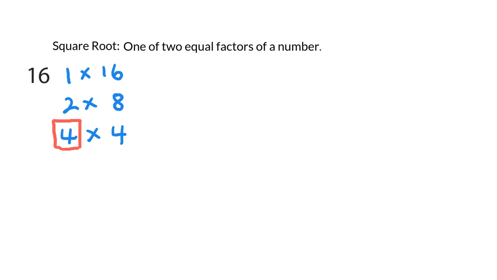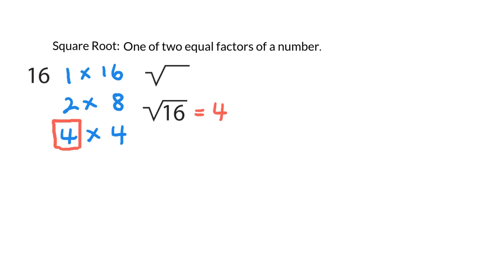And in math, we have a symbol for that. It's called the radical symbol. That's this symbol right here. And so if I take the number 16 and put it inside the radical symbol, that means to find the square root of 16. And I would say that the square root of 16 is equal to 4.